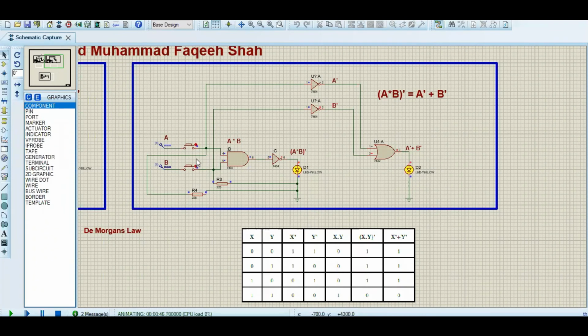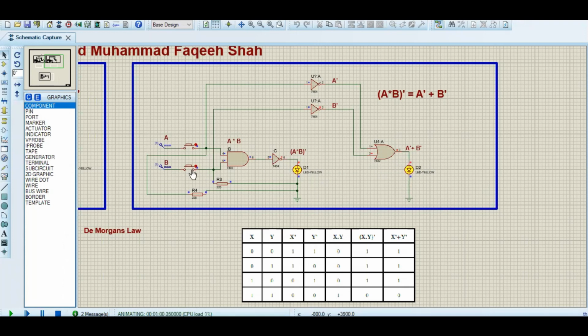Now we are heading towards our second De Morgan's law circuit. So in this equation, when A and B are multiplied, their whole conjugate is equal to A conjugate plus B conjugate. So you can see that when both the inputs are 0, the switches are open, we get one output. So our LEDs are glowing, which means our output is 1.